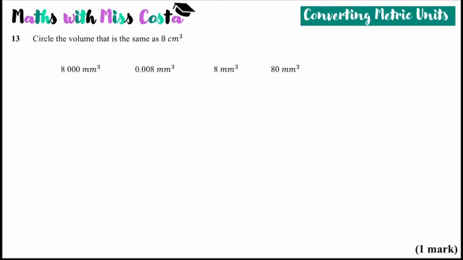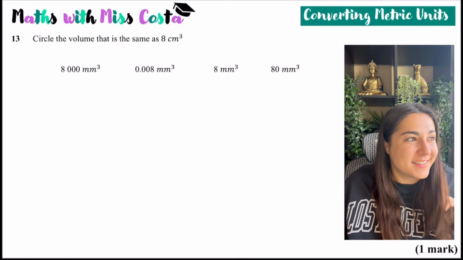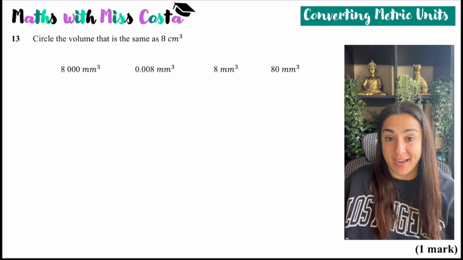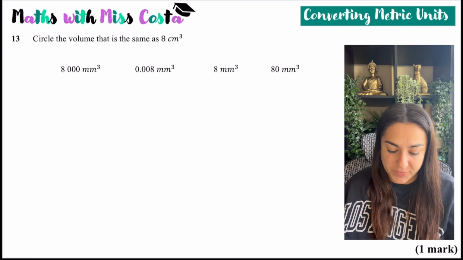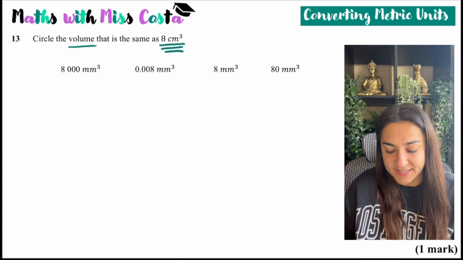160. Okay, so this is another question that is just so good for teasing out misconceptions. So pay attention carefully if this is something that normally catches you out. So I need to circle the volume that is the same as 8 centimeters cubed.